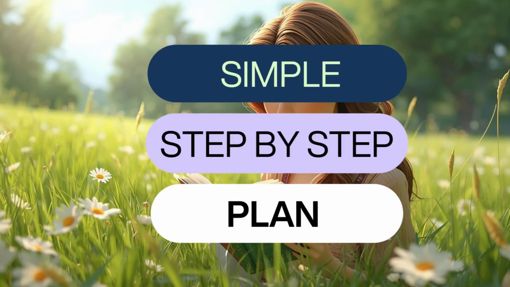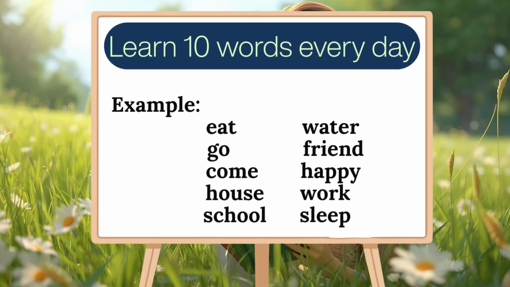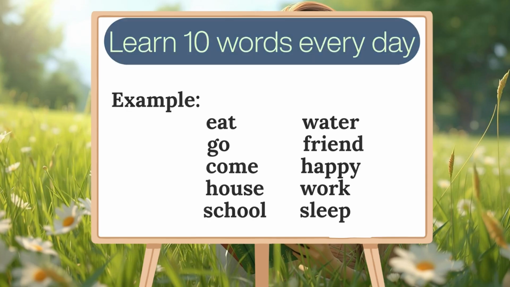Let me show you the steps you can follow every day. First, learn 10 new words every day. Choose simple words you see in daily life like eat, go, school, water, and friend. Say each word out loud 5 times. This helps your brain and mouth remember the word.